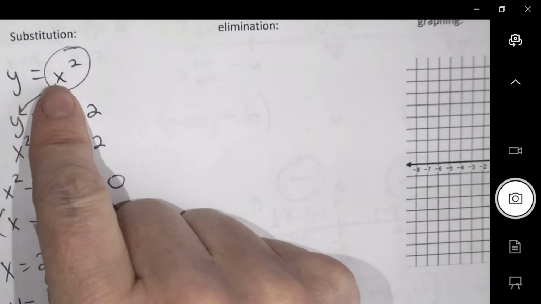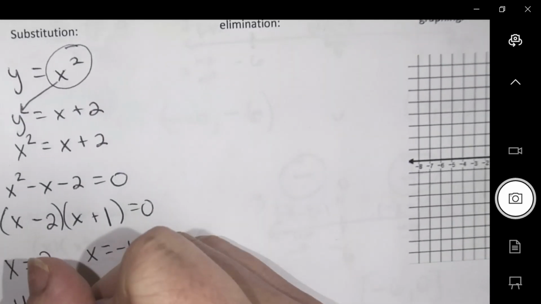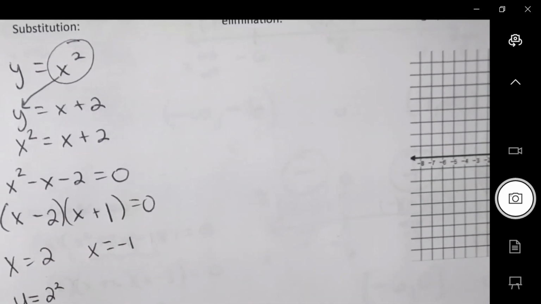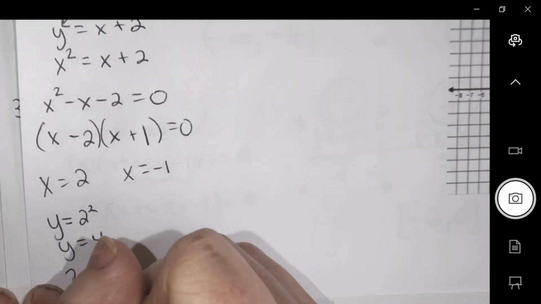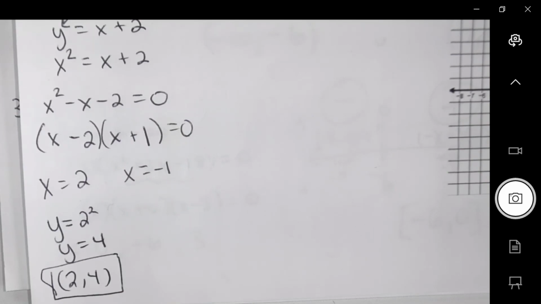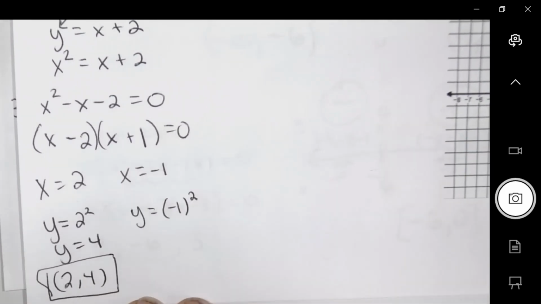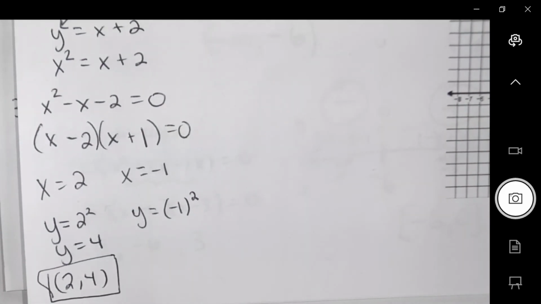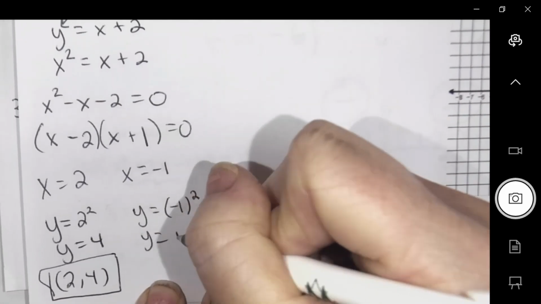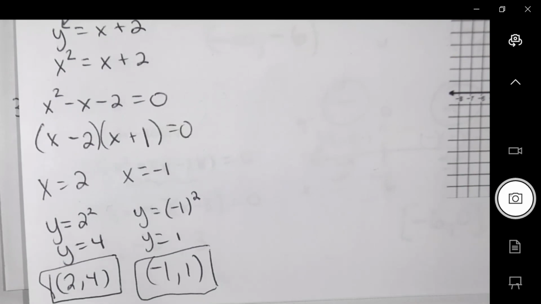If x was 2, what would y be? If x was 2, y would be 2 squared. So y would be 4, creating a coordinate 2, 4. If x was negative 1, y would be negative 1 squared, which makes what? Positive 1. Okay, so that's substitution.